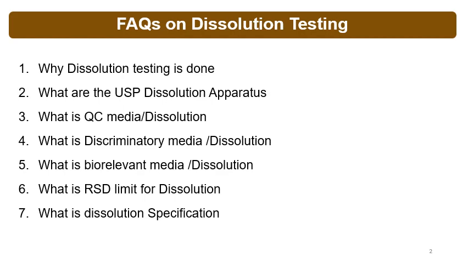Then number 6 question is, what is the RSD limit for dissolution? So for initial time points it is not more than 20, and for later time points it is not more than 10. What is dissolution specification? So dissolution specification is the acceptance criteria for dissolution testing. For example, for IR formulation, it will be like not less than 80% Q or 85% in 15 minutes or 30 minutes. So that is the acceptance criteria.